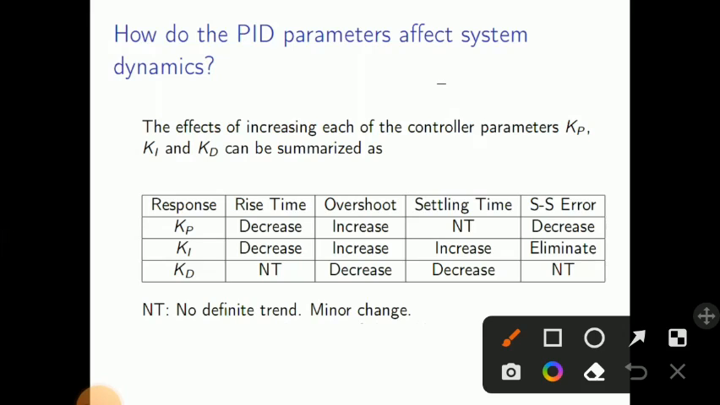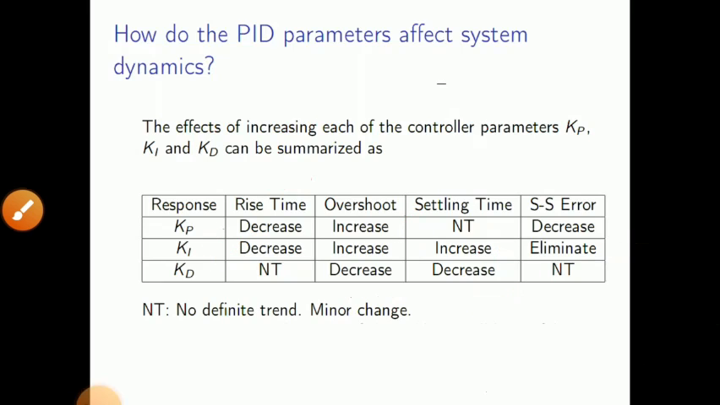Check in this diagram: rise time gets decreased in case of Kp and Ki, and overshoot gets increased in case of Kp and Ki. So this is the difference. In Ki, steady state error gets eliminated, but settling time increases. In case of Kd, overshoot decreases and settling time decreases. This is the summary you should understand first of all.